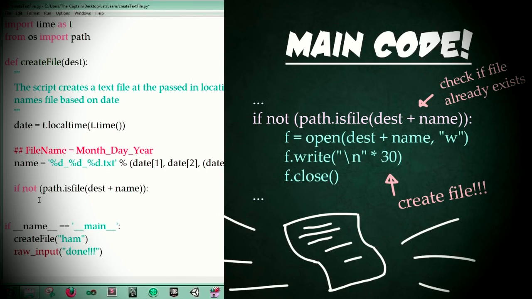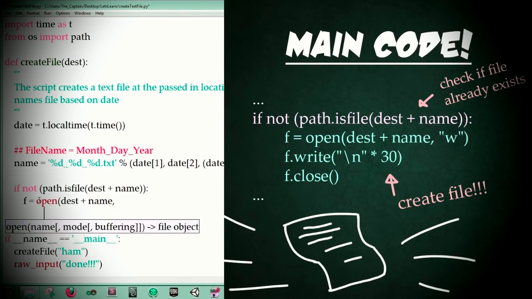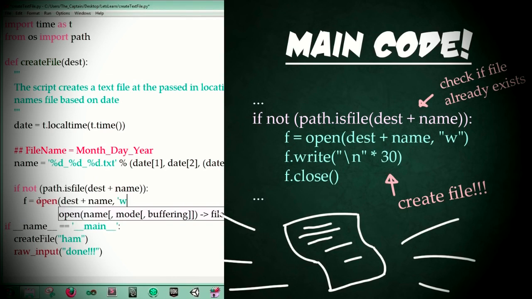So next we're going to type in f equals open parentheses, dest plus name, comma, and then single quotations, w, in quotations, and parentheses. And what this will do is it will actually create the file in a writable format. That's what the W stands for.